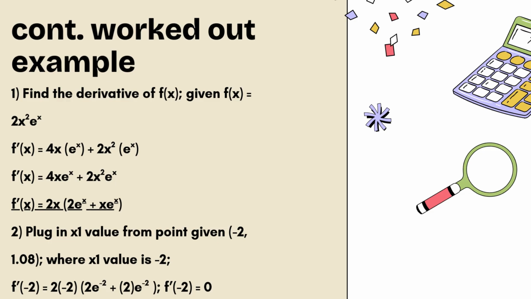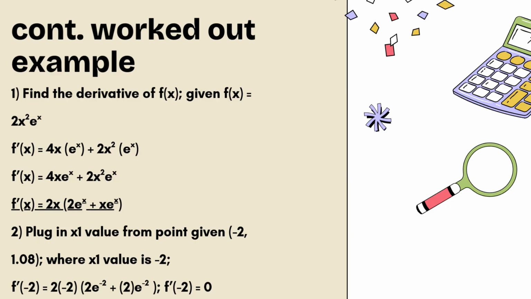We can simplify by saying f prime of x is equal to 2x, factoring out the 2x here, times 2e to the x plus x e to the x. This can be simplified further, but for now, this is how much we're going to simplify it within this equation. So the second step is to find the slope m of the tangent line.